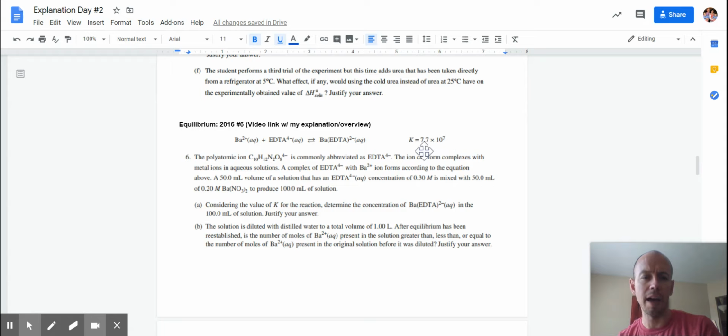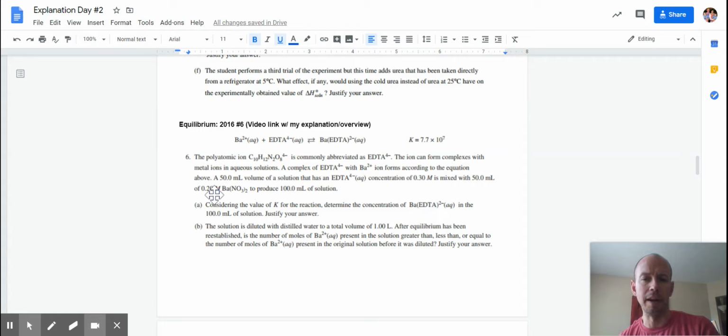So I look back at my K and it's huge, 77 million. 77 million for a K means that my product is not just a little bit higher than my reactants, but it's way, way higher than my reactants. So in this case, we could try to do an ICE table, but our math would get kind of sloppy. Or we can realize that is my clue that we're going more or less totally to products. So justify my answer: all of the barium and all of the EDTA are going to combine to make this. That would be part of my justification.